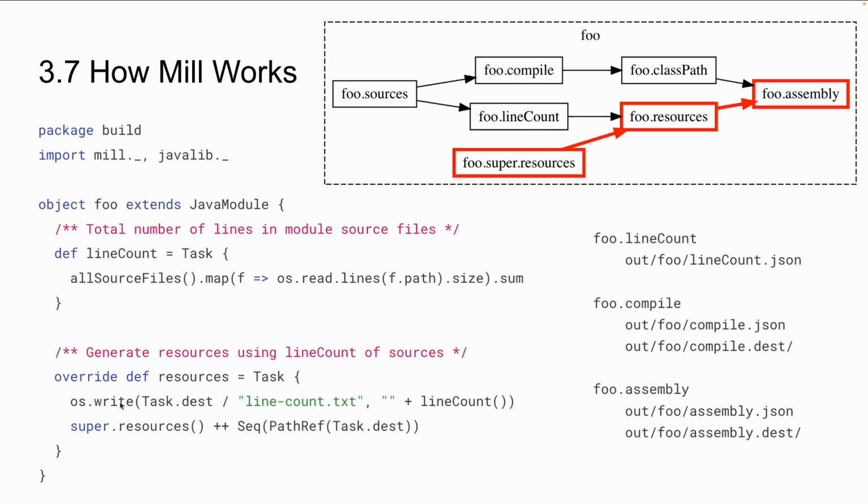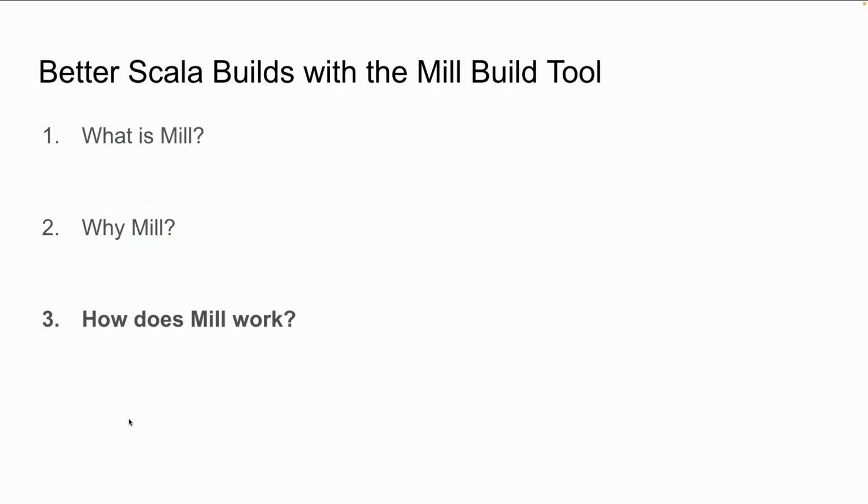So all you need to do is write your so-called straight line business logic in your build. This is usually really simple, right? Like I compute a value based on the source files, I override resources and call super. These are all straightforward business logic. And all the caching, invalidation, parallelism and so on is done for you. So that's a quick lightning summary of how Mill works. I won't go into the details here because there's a lot of depth to it.